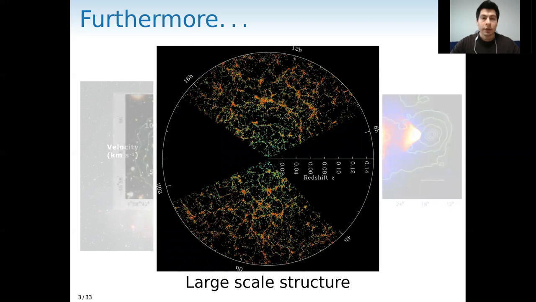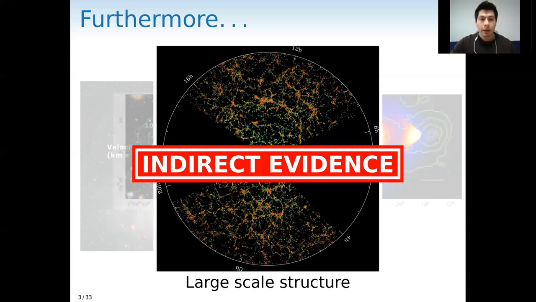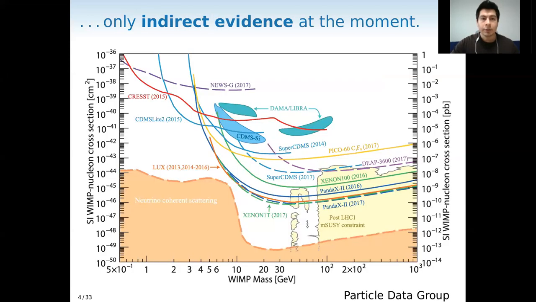I mentioned that the Lambda CDM cosmological model includes dark matter. So it is expected that we have cold dark matter in the history of the universe. For example, we need dark matter to explain the current observations of the large scale structure of the universe. However, all this evidence is indirect at the moment. All of these are indications of its existence, but we have not had any experiment actually measuring this dark matter.